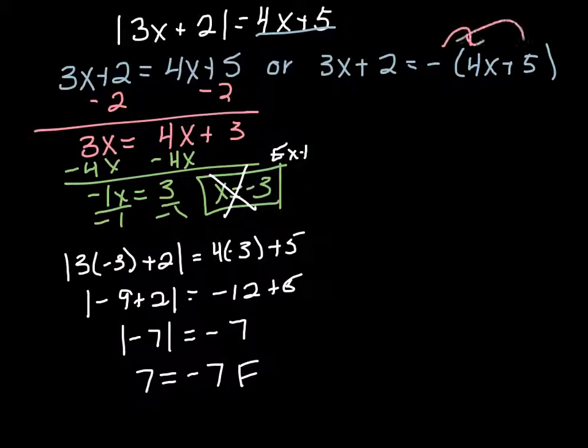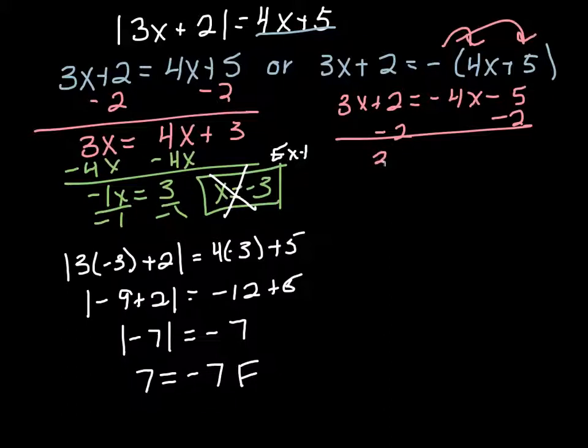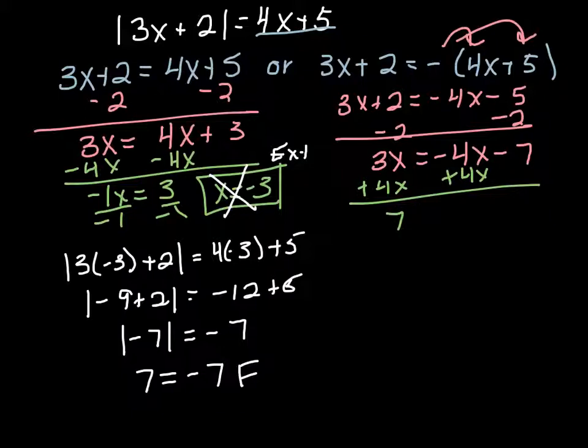I need to distribute to both parts. So I have 3x plus 2 equals negative 4x minus 5. I'm going to move the 2 over, so I'm going to subtract 2 to both sides. And I have 3x equals negative 4x minus 7. I'm going to move the 4x over by adding it. So I have 7x equals negative 7. If I divide by 7, I get x equals negative 1.